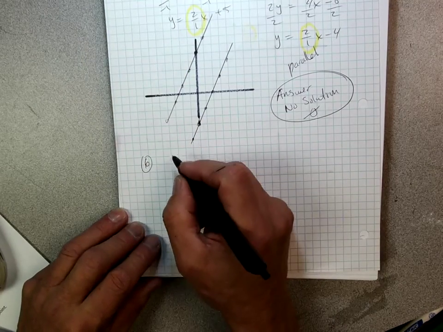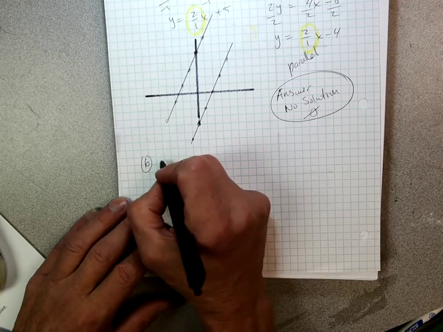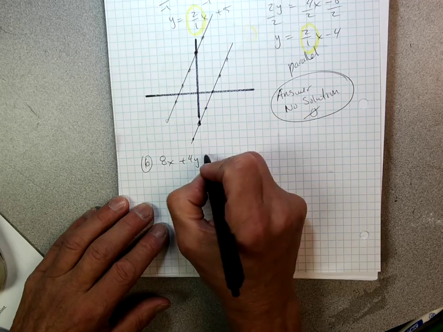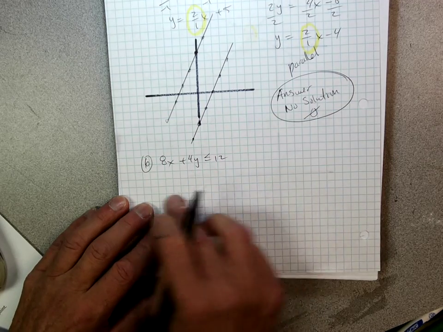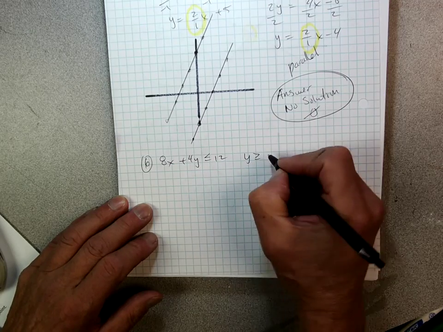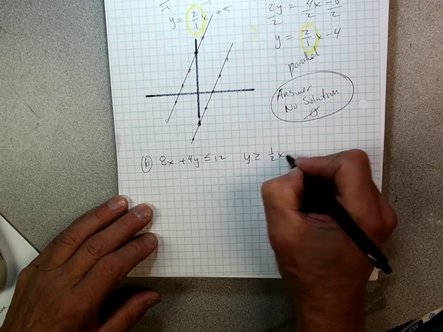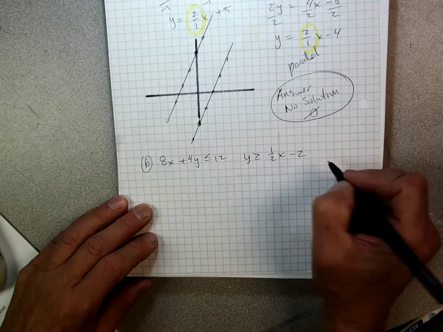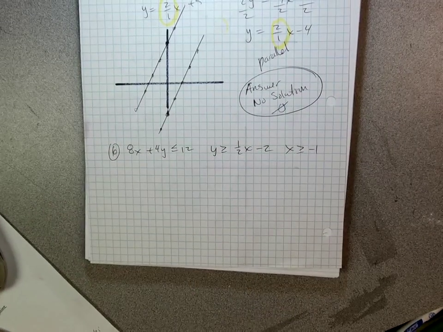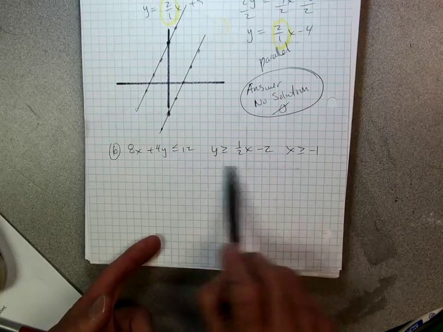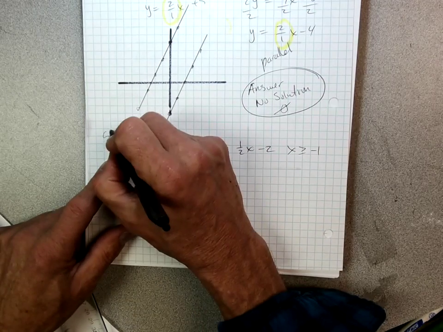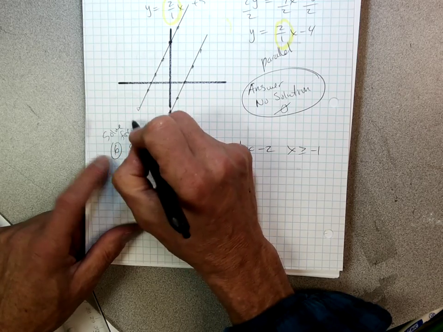So 6 we're going to shade. We have 8x plus 4y is less than or equal to 12. And I'm going to leave some space because I have to do a little work on this one. I'll have y is greater than or equal to 1/2 x minus 2. And I'll have x is greater than or equal to negative 1. Now I'm ready to shade two of these, but I'm not ready to do this one yet. I got to solve again for y, right? I'm going to do that.